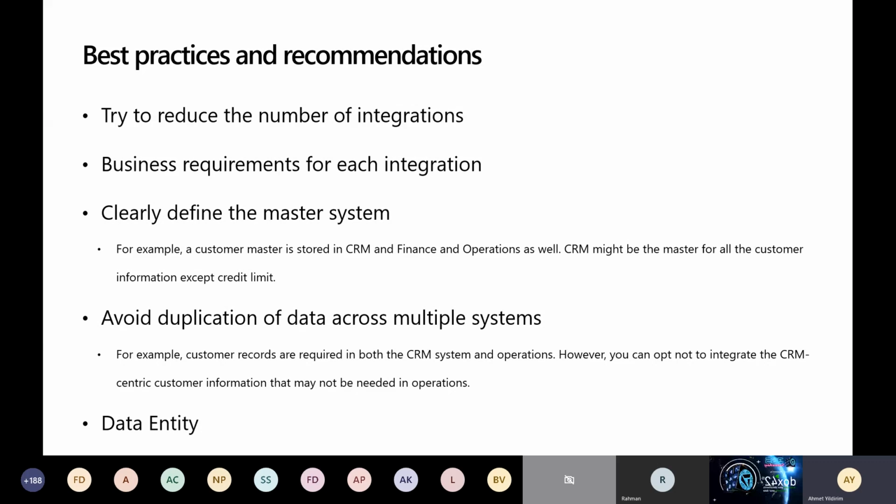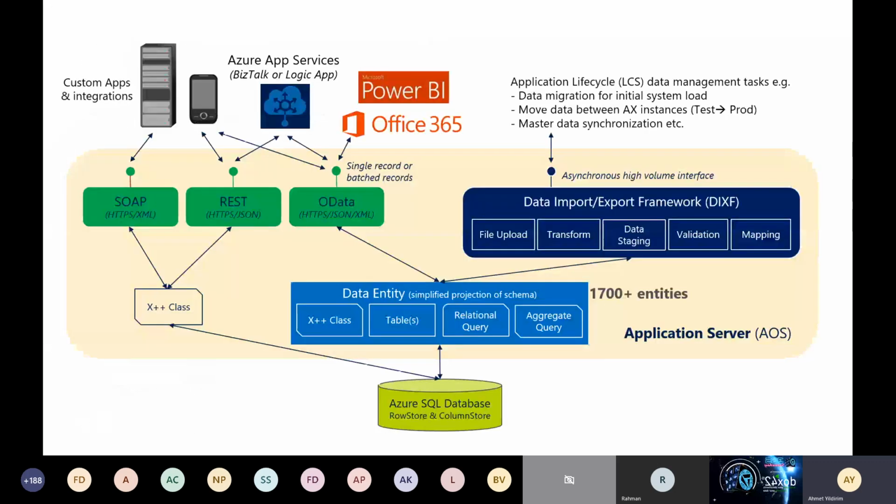And finally, data entities. I left it to the last, but it's the most important cornerstone, the most important actor in the integration area. In this diagram, you can see the Azure SQL database, and on top of that we see the data entities. Now we have more than 1,700 out-of-box entities. And while you are architecting your integrations, when you are upgrading from AX 2012, first try to ask if you can use the data entities instead of custom web services.